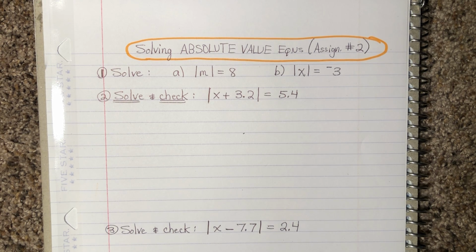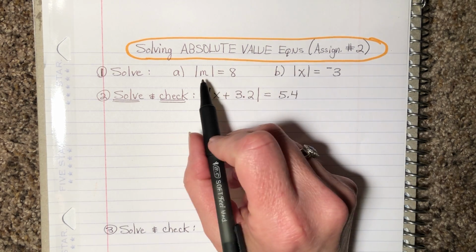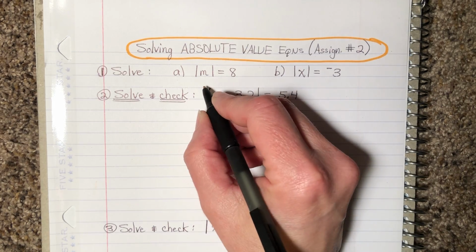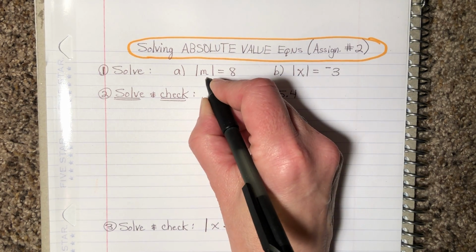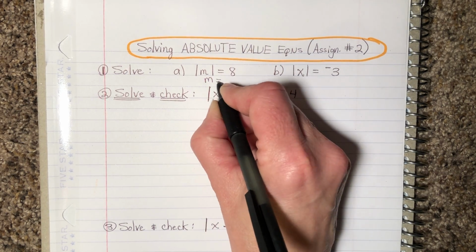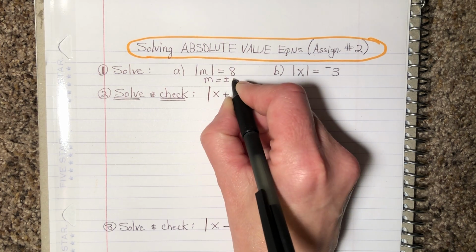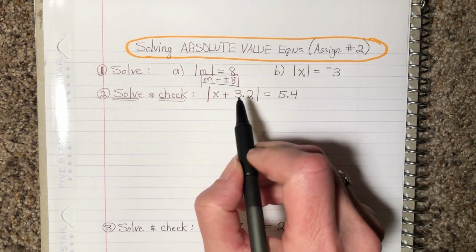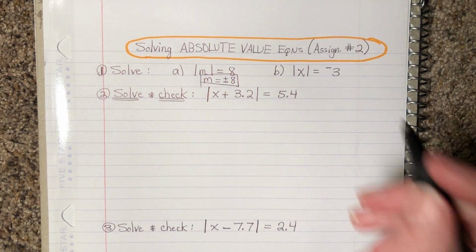All right, I am going to go over the answer key to the second assignment with the absolute value equations. I didn't leave much room here, but A is pretty straightforward. Remember, you take off the absolute value first and you put a plus minus in front of the other side. So you have two answers. This means 8 and -8.